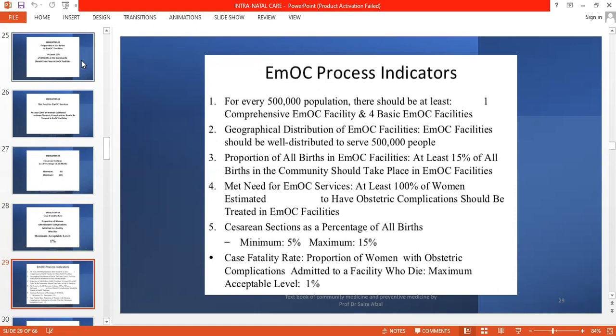For every 50,000 population, there should be at least comprehensive EMOC facilities. Geographical distribution is very important. Proportion of all births in EMOC facilities: at least 15% of all births in the community should take place in EMOC facilities. The ratio of C-section is a minimum of 5% and a maximum of 15%. And the proportion of women with obstetric complications admitted to a facility who die, the maximum acceptable level is 1%.